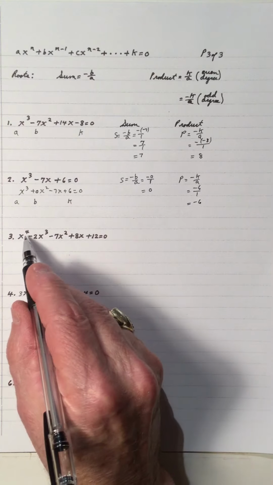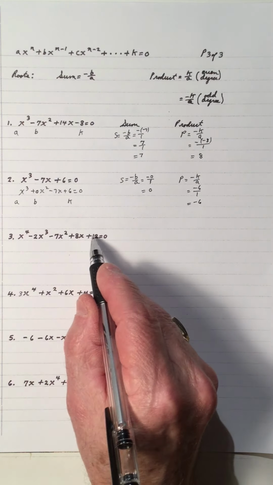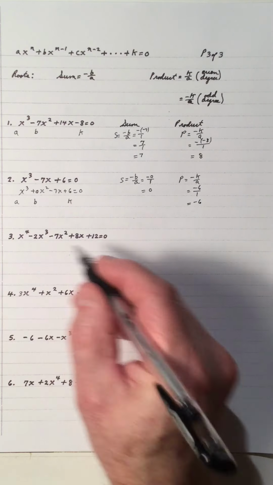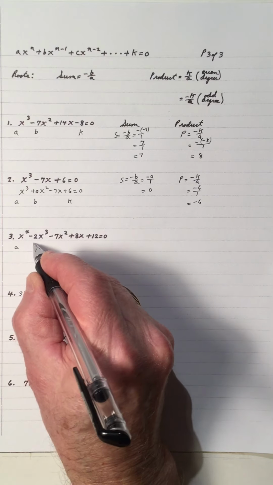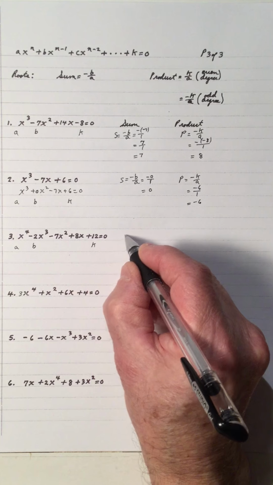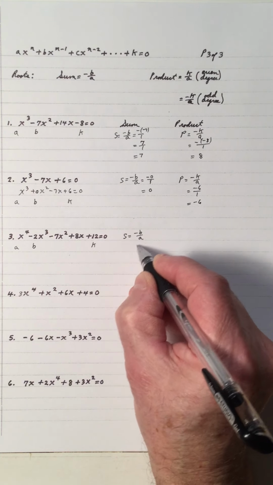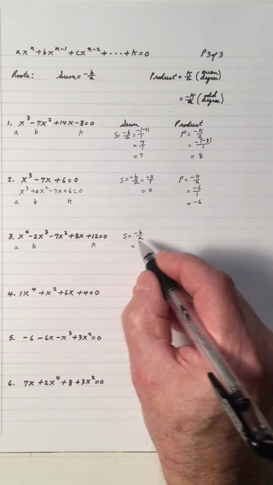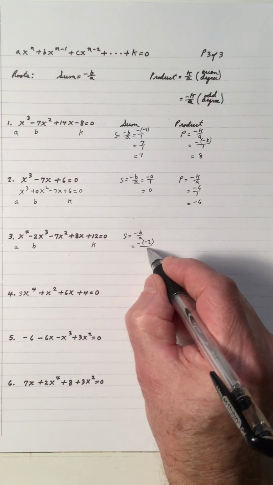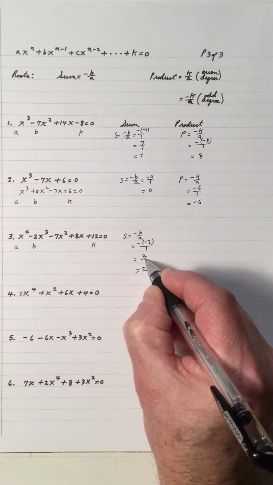Okay, let's continue. X to the fourth, x cubed, x squared, x, constant is in descending order. We have an x to the fourth. So for x to the fourth, a is 1, b is negative 2, and k is 12. Again, the sum is negative b over a, and b is negative 2, so it's the negative of negative 2 over a, which is 1. So that's 2 over 1. So the sum of the roots is 2.